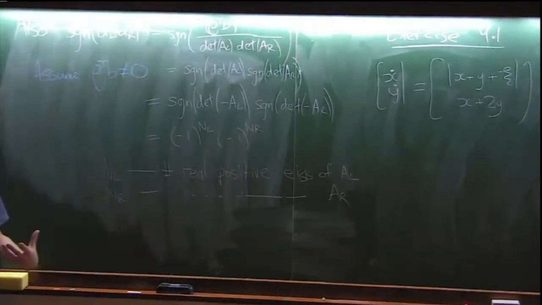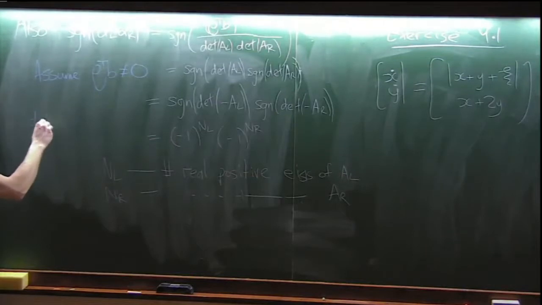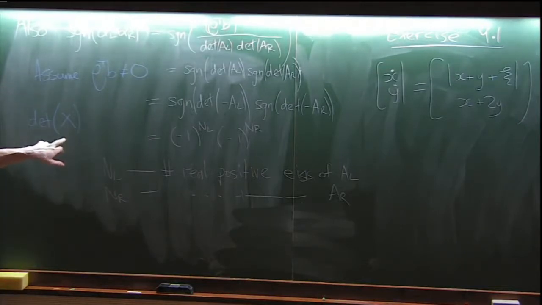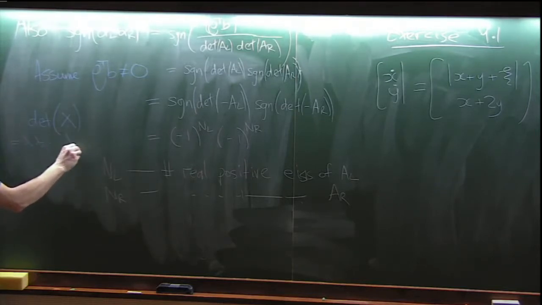You have the determinant of some matrix. I call my matrix X. The determinant of a matrix X is the product of the eigenvalues, so it's lambda 1, lambda 2, up to lambda n. But I have to count algebraic multiplicity, so I actually have n of them. So if I look at this, the sign of this thing, is it negative or positive?